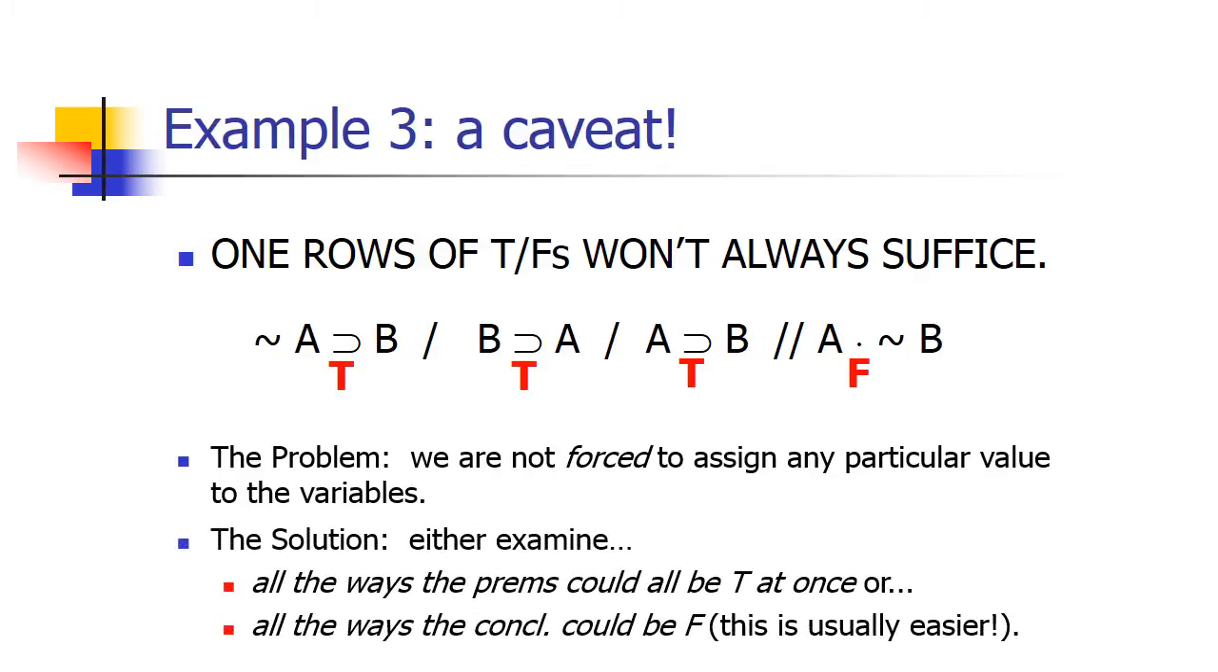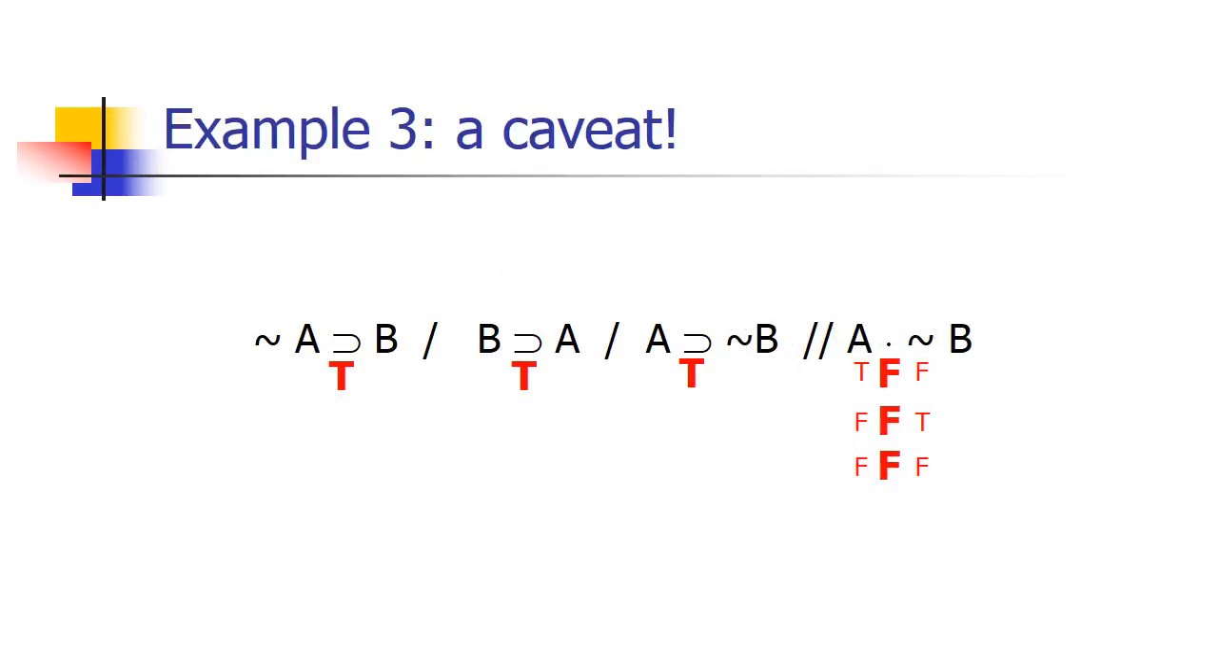So when that happens, I can look at all the ways the premises could be true at once, or I can go the opposite route and look at all the ways the conclusion could be false. And the second one is the technique I'm going to show you because it's usually the easier one. So we know that there are 3 ways a conjunction can be false, and I assign values to the variables accordingly. Notice that allows me to handle the B in this argument as well.